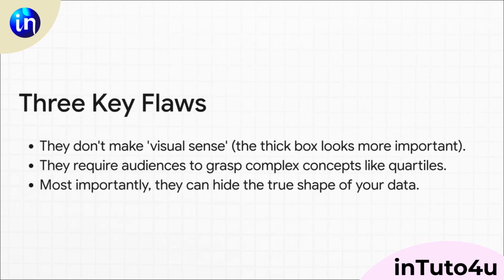First, they just don't make visual sense. Our brains see that big, thick box and automatically think it's more important or has more data than the skinny little whiskers. But that's not true. Each of the 4 sections represents the exact same amount of data. Second, they force your audience to understand a kind of tricky concept, quartiles. But the third, and this is the biggest flaw, is that they can completely hide what your data actually looks like.